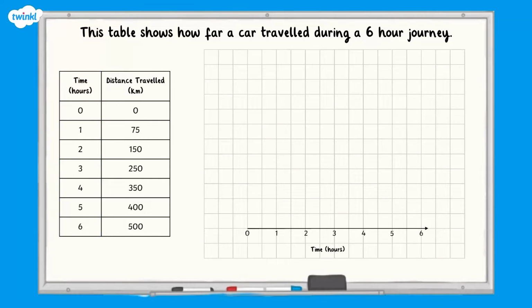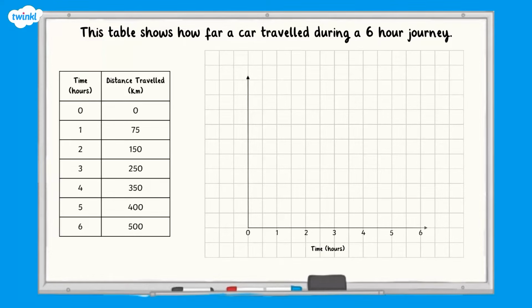Now we can label the y-axis of our graph. Remember, this is the line that goes from the top to bottom at the side of the graph. This axis represents the distance the car travelled. We will need to start at 0 and go up to 500. If we use 1 square for each 100 kilometres, our graph will be too small. We could use 1 square to represent 50 kilometres.